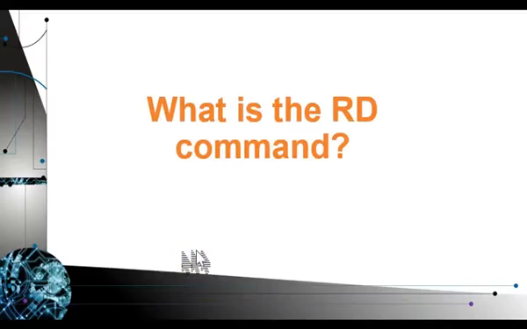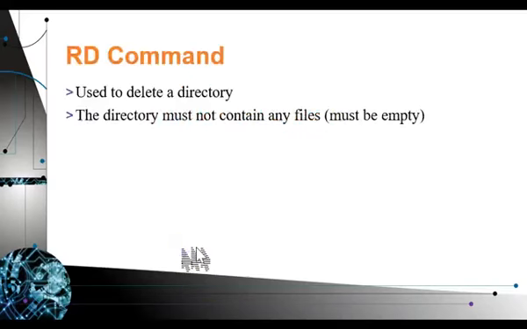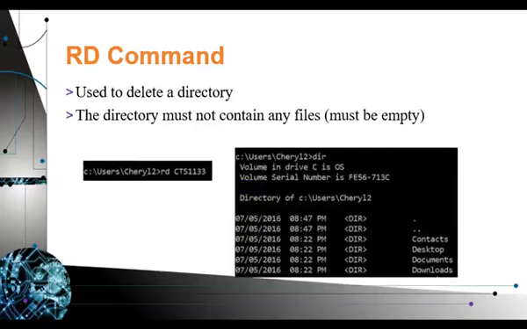So the RD command, very, very similar, is used to delete a directory. The directory must not contain any files. It has to be totally empty or you can't remove it, and you're going to see that in the lab. So here's an example of how we would remove the directory that we just created. RD space, the name of the subdirectory, CTS1133, and because we're in users\Cheryl2, that is all we have to type. And once you type this and press enter, you're just sitting right back at the prompt. There's no indication that anything has happened, but it has.